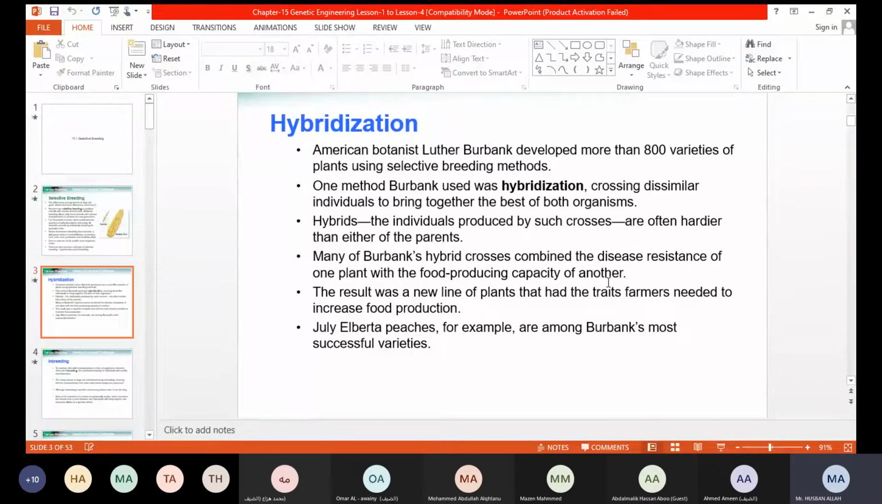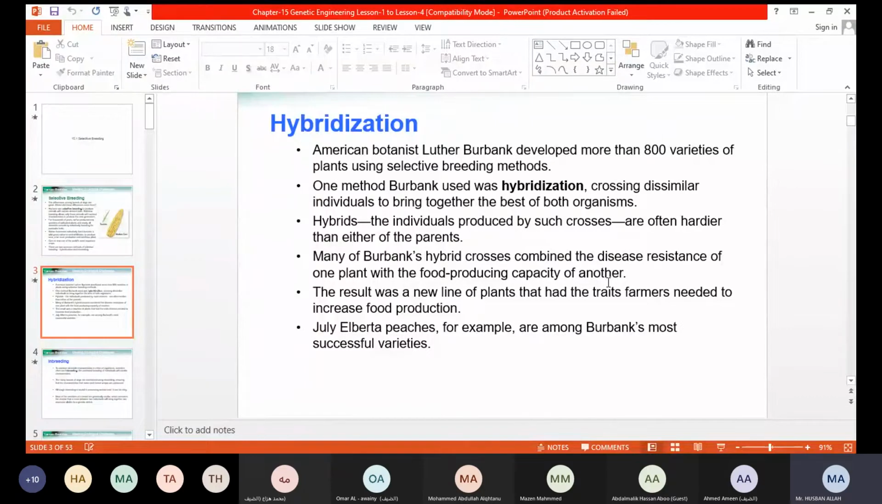Many of Burbank's hybrid crosses combine the disease resistance of one plant with the food producing capacity of another plant. Now, which property did Luther Burbank decide to have in his hybrid? Let's suppose he takes two plants, one plant is disease resistant, and another plant is a high crop producing plant. So he crossed both of them, and he got in the hybrid the quality of resistance to disease and the production of high capacity for the crop, for the food.